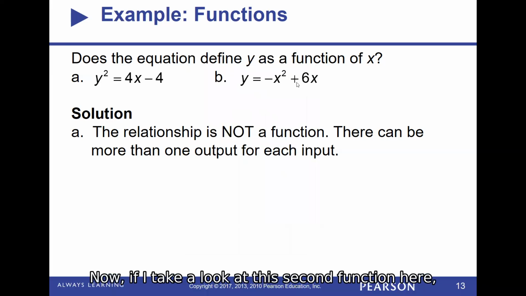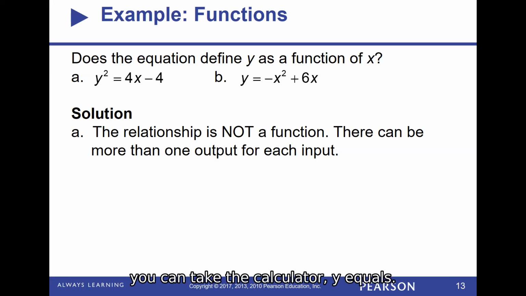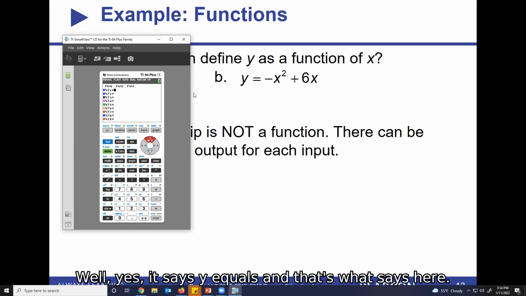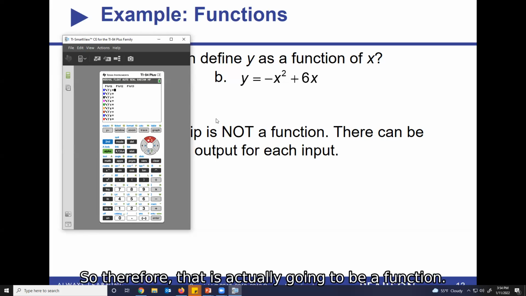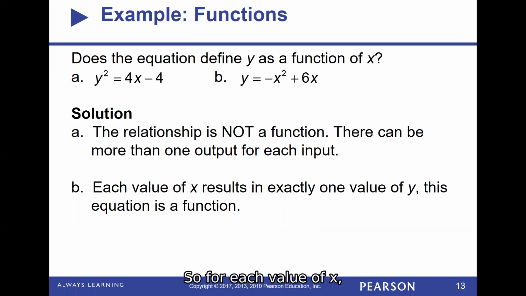Now, if I take a look at the second function here, y equals negative x squared plus 6x. Now remember, I said the rule of the road here was if you can take the calculator and say y equals, okay, and could you type this in? Well, yes, it says y equals, and that's what it says here. So therefore, that is actually going to be a function. So for each value of x, there's only going to be one y value that comes back out, okay?